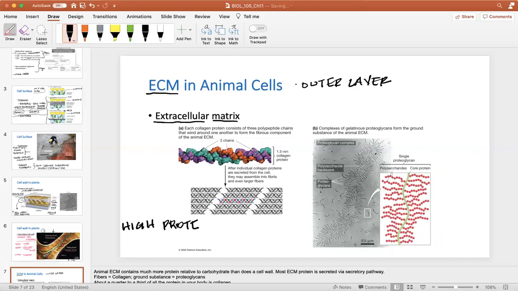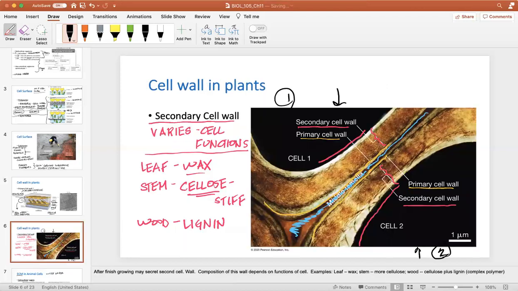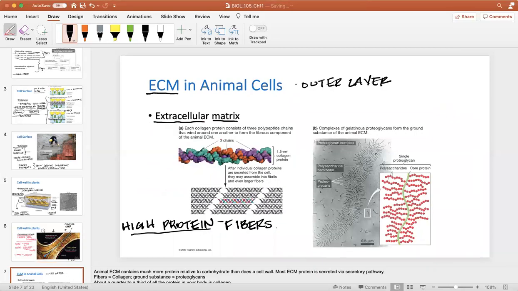So if you remember, let me go back one. So high protein fibers, I'm gonna put that here. Let me go back to plants. Here, you've got this primary cell wall out here. All of this here is the secondary cell wall, so I'll put primary, I'll put secondary. But the thing that was the fiber here was cellulose primarily. And that is a carb, right? That is a carbohydrate, a sugar. It's a polysaccharide.